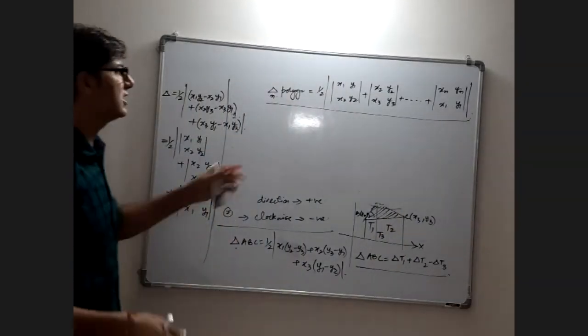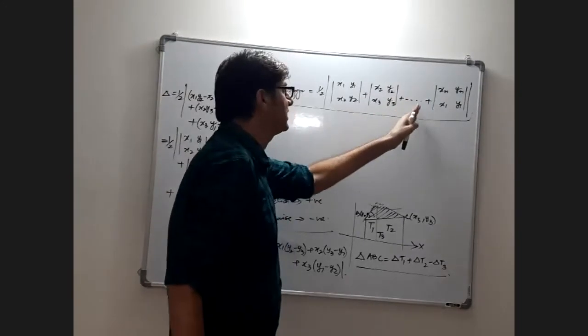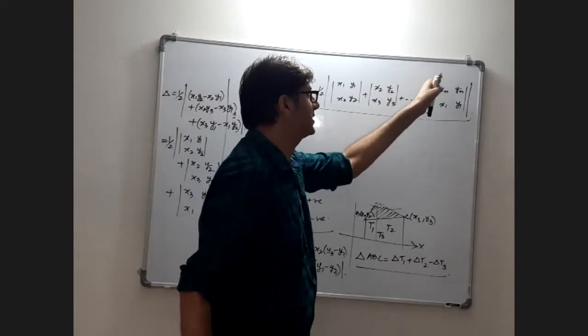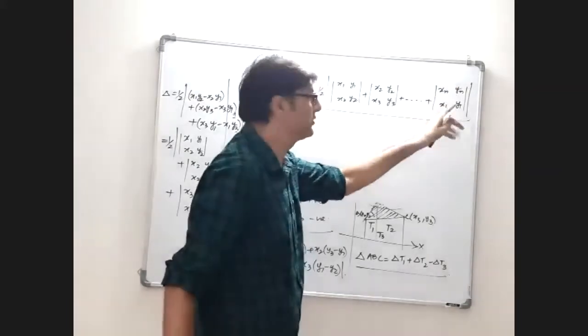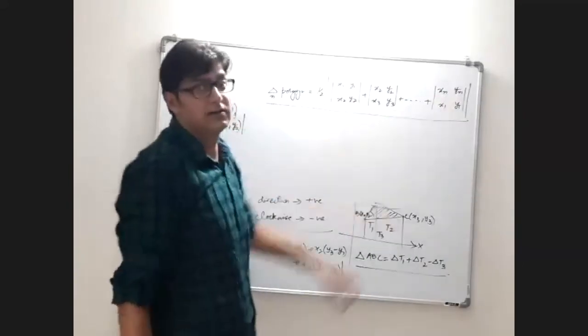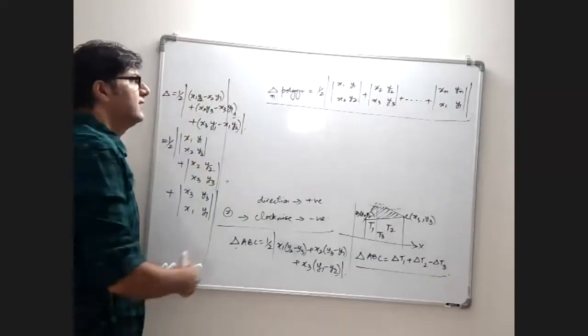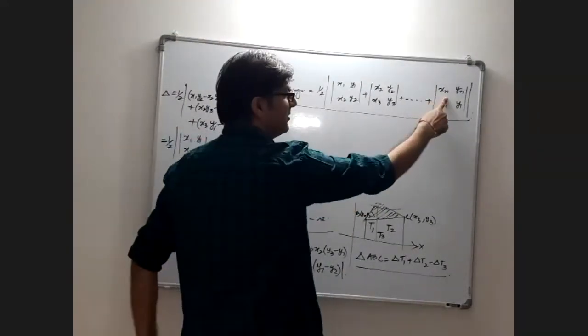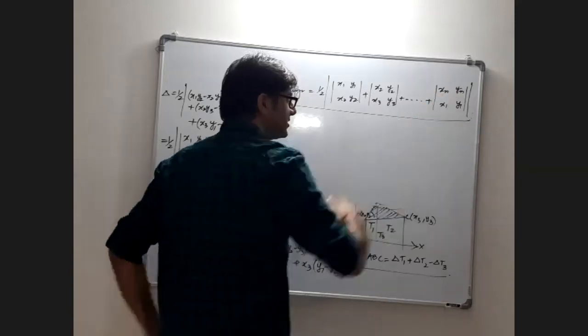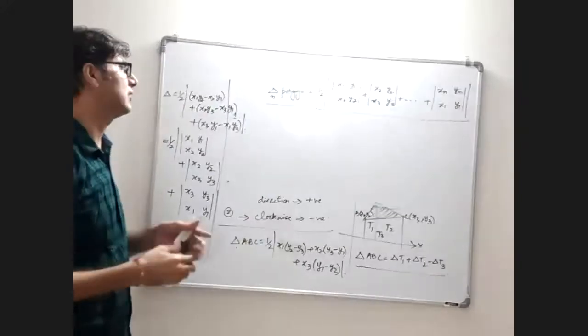If it is a triangle, we can terminate on x3 y3 x1 y1. If it is a quadrilateral, x4 y4 x1 y1. If it is a pentagon, x5 y5 x1 y1. If it is a hexagon, x6 y6. So it depends upon the number of sides n of the polygon, and it all depends upon the value of n.